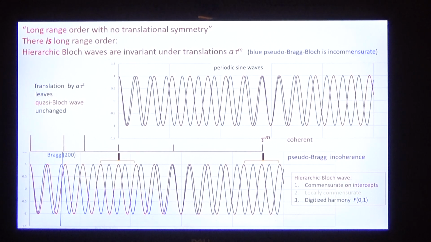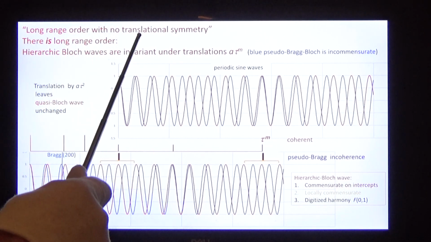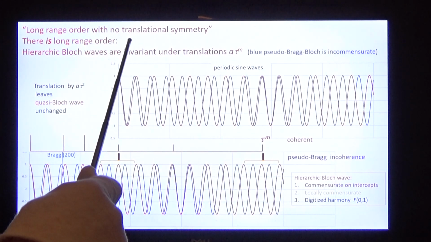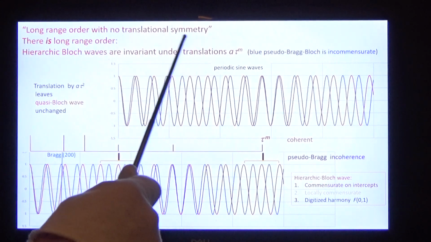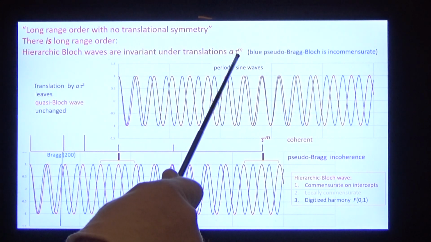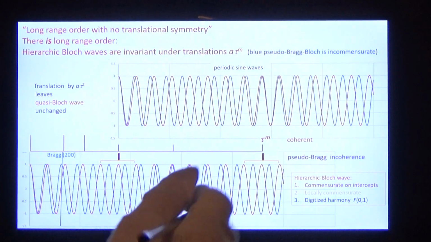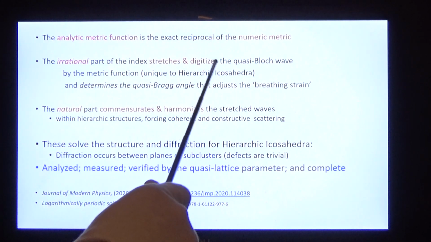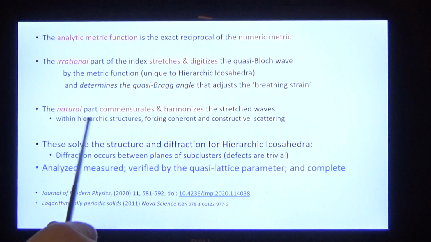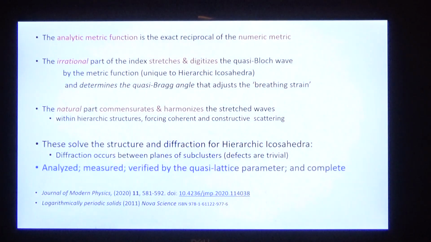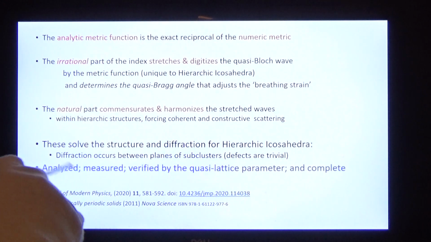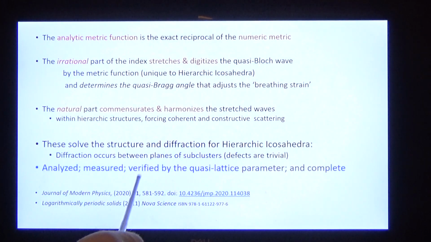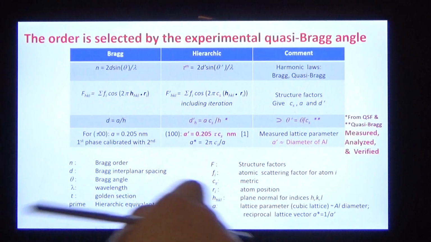But what do we make of Shipman's claim? Long-range order with no translational symmetry. Is there long-range order? Yes, of course. That's evident in the diffraction. And is there no translational symmetry? No. Hierarchic Bloch waves are invariant under translations a tau to the power m, as you can see. We can summarize. The irrational part of the index stretches and digitizes. The natural part of the index commensurates and harmonizes. These solve the structure and diffraction for hierarchic icosahedra, analyzed, measured, verified by the quasi-lattice parameter and complete.